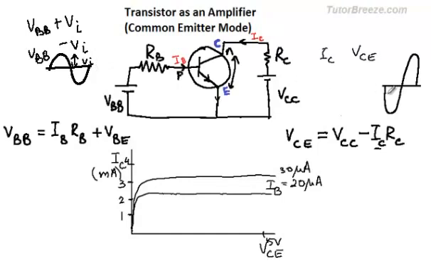Now we want to obtain an output waveform which is not distorted. So for that we need to choose some proper biasing values. In other words, we need to take a proper operating point for our transistor. Did that sound a little confusing? Let's just take a look at it.